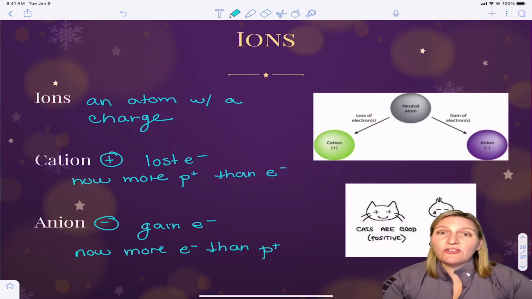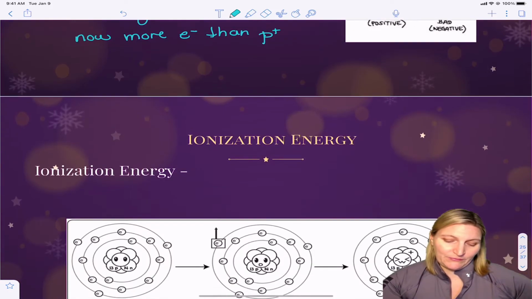And if you look at the pictures on the right-hand side of the page, you can see the model of an atom gaining electrons and becoming a negative anion, or an atom losing electrons and becoming a positive cation. And also a fun little mnemonic way to help us remember which ones are positive and which ones are negative: cats have paws. Cations are positive ions.